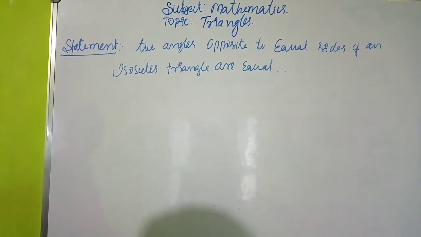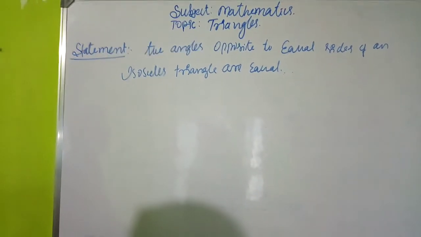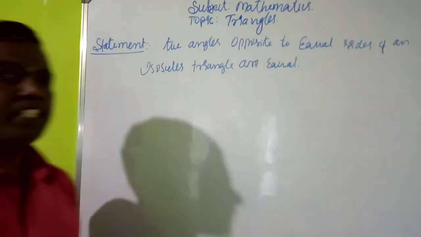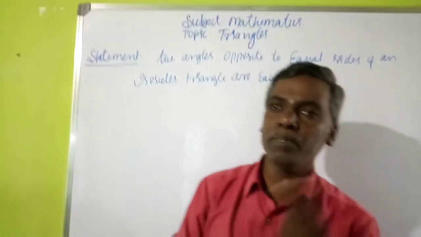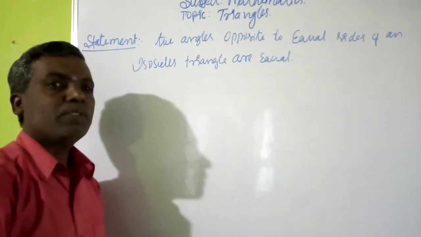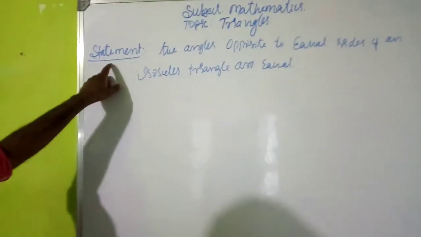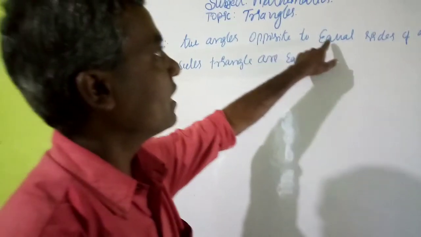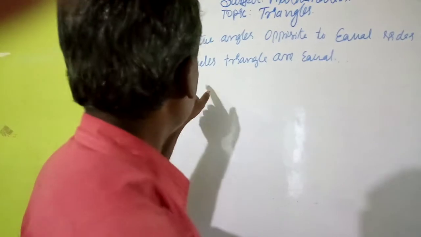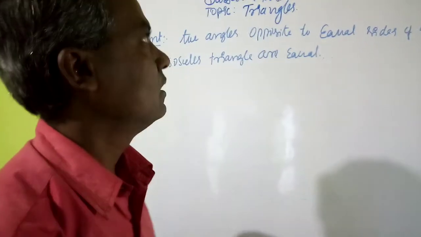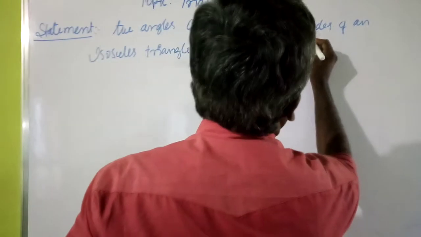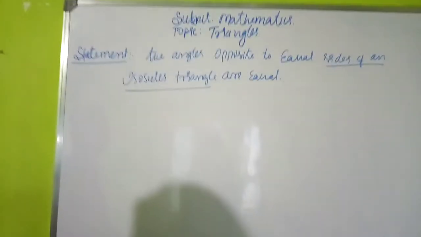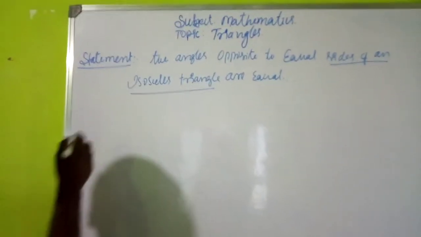We should carefully read this statement two or three times, to see what is given and what we are going to prove. Every statement in mathematics contains two parts: one is what is given, and the other is what we are going to do. Let us read this statement one more time: the angles opposite to equal sides of an isosceles triangle are equal. So these are the two equal sides of an isosceles triangle. Let us draw a diagram first.